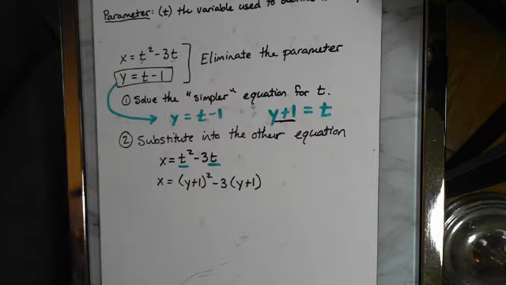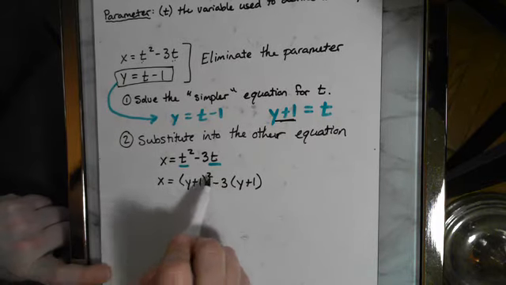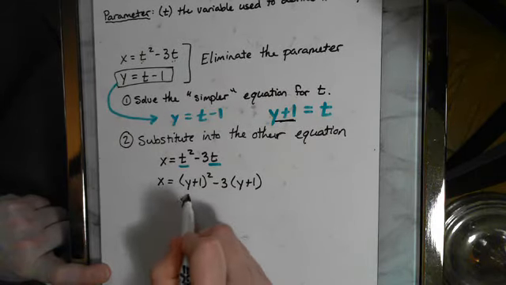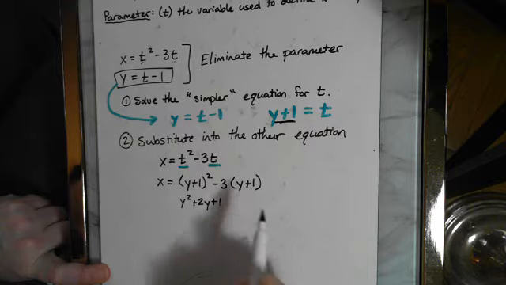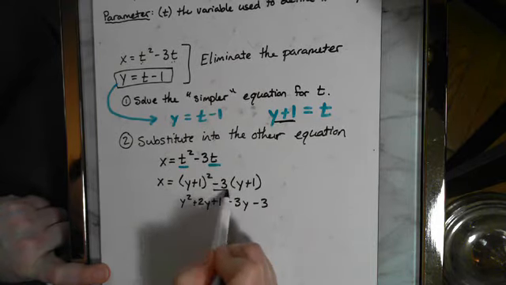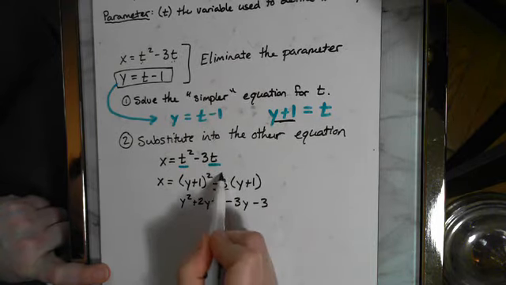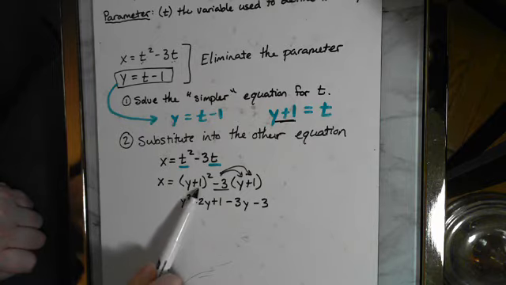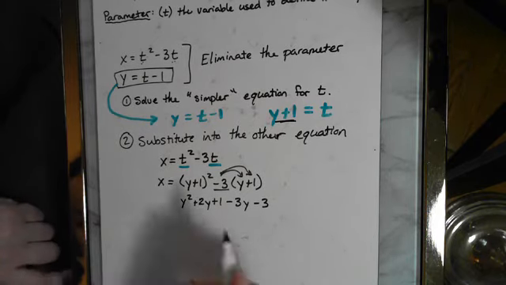And then I'm just going to simplify this. So I'm going to square this part. You get y squared plus 2y plus 1. And I'm going to distribute this minus 3. So minus 3y minus 3. So I just multiplied in the negative 3 here. And the squaring pattern, in case you don't remember it, you square the first term, you do 2 times 1 times y to get this middle term, and then you square the last term.